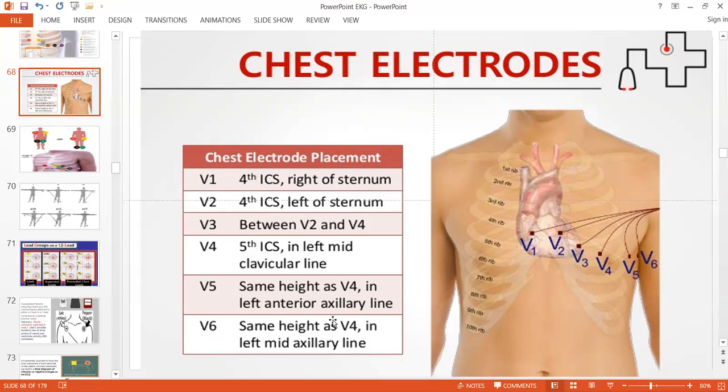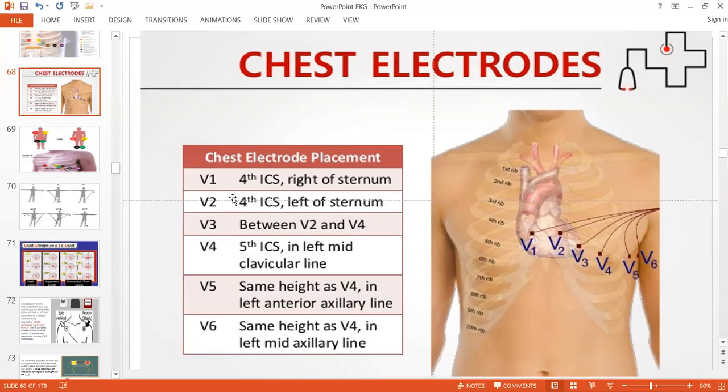V5 is going to be the same height as V4, but it's going to be on the left anterior axillary line. And then V6 is also going to be the same height as V4. So V4, 5, and 6 are going to be on the same level. However, V6 is going to be under the armpit, in the mid-axillary line. And so we've covered our objective for today.